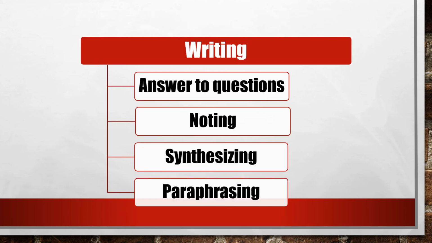The next tip is for the writing section. The first tip is answers to questions. You all would have practiced answering questions in your schools, colleges, or universities. Find a textbook that includes questions about the material at the end of chapters and practice writing answers to the questions. This will increase your writing speed and your ability to arrive at answers to the questions.